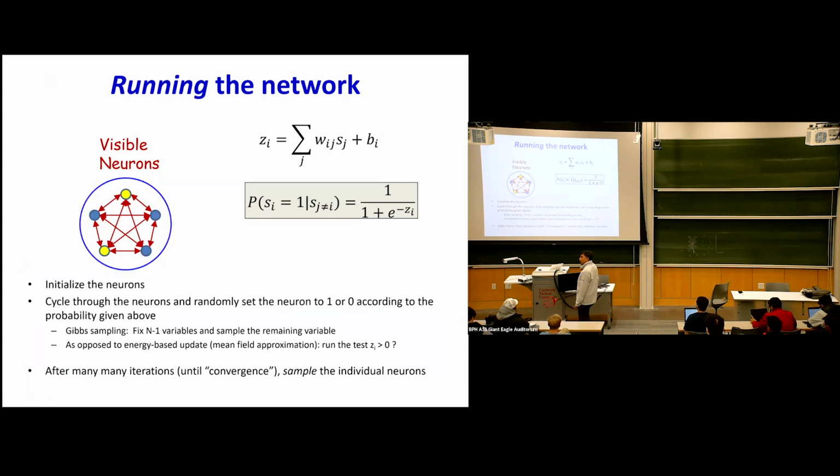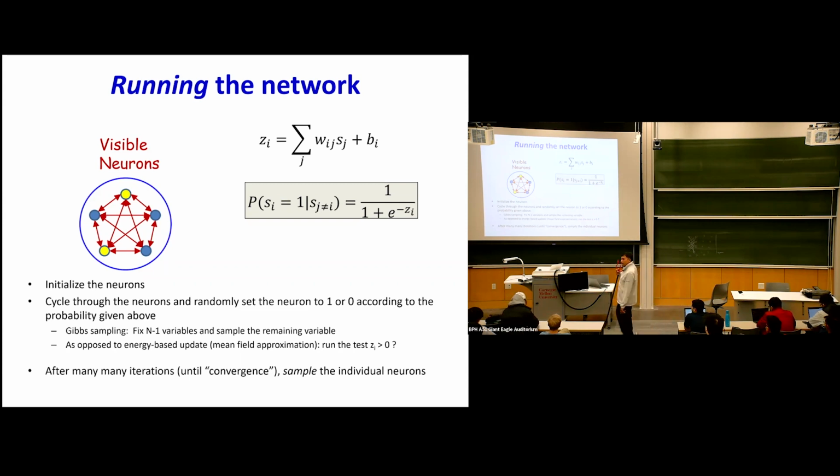So here's how this network would evolve. You're going to initialize all the neurons. Then you're going to cycle through the neurons. And at each neuron, you would compute the current field. Then you'd compute the logistic of that field, which is going to be this P of S equals 1. And then you'd flip a random coin with that probability for heads. If it turned out heads, you're going to set the value of the neuron to 1. Otherwise, you're going to set it to 0. Right? And we keep the neural network fixed, and we loop through the neurons and keep repeating this process.